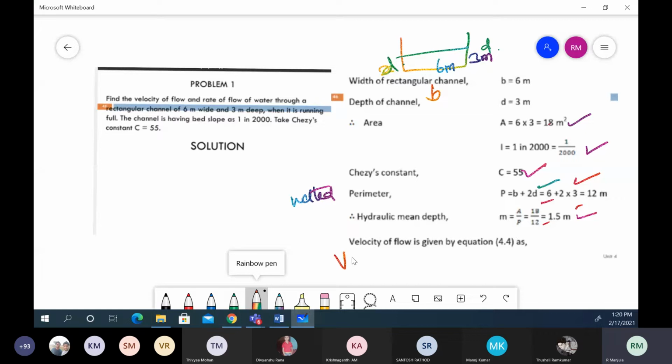And the velocity of the flow is C into root of M I. Substitute all the values. We will get the velocity as something around 1.51 meter per second. I is known, M is known, C is known, so you can get the velocity. Now discharge is equal to area into velocity. You will be getting the discharge.